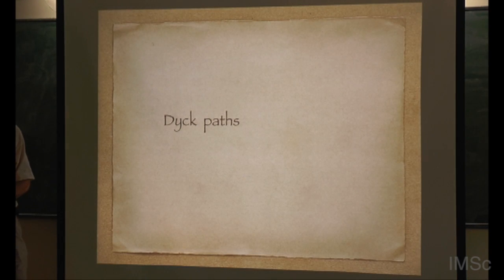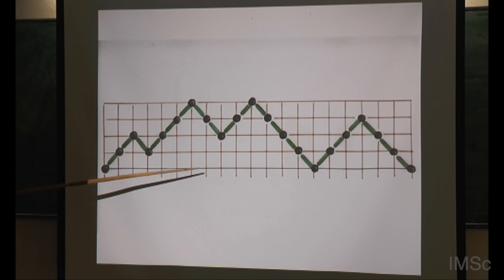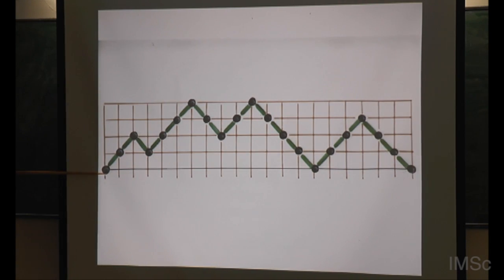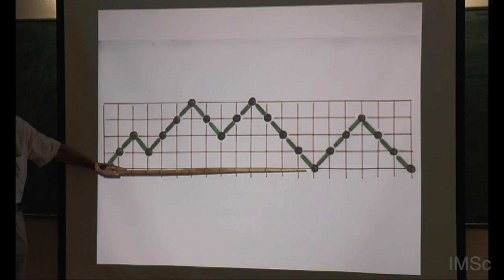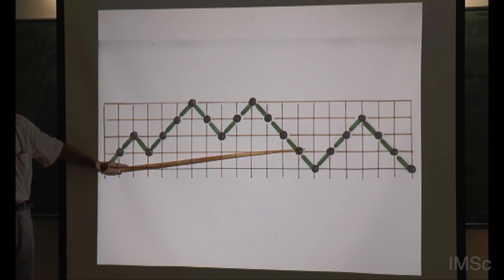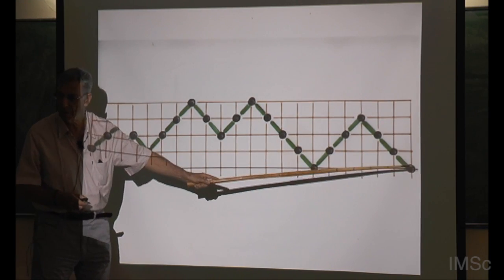Dyck path. A Dyck path is a sequence of vertices on the square lattice. They start at level 0. You can go to the northeast or go to the southeast, up and down, you always stay above the 0 level. And at the end, you finish at the 0 level.